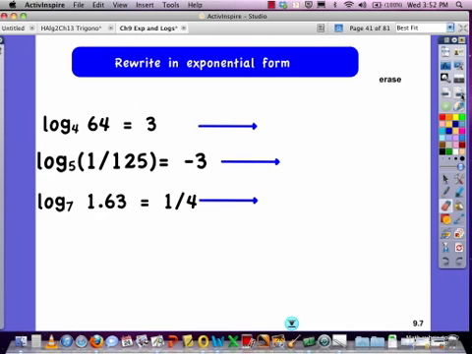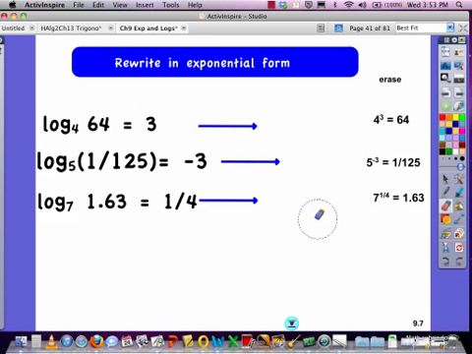So having done that fairly accurately and hopefully fairly quickly, check it. Did you get, for the first one, 4 to the third equals 64? Second one, 5 to the negative third equals 1 over 125. I keep the fractions that are in there originally, don't switch it. And lastly, did you get 7 to the 1/4 equals 1.63?